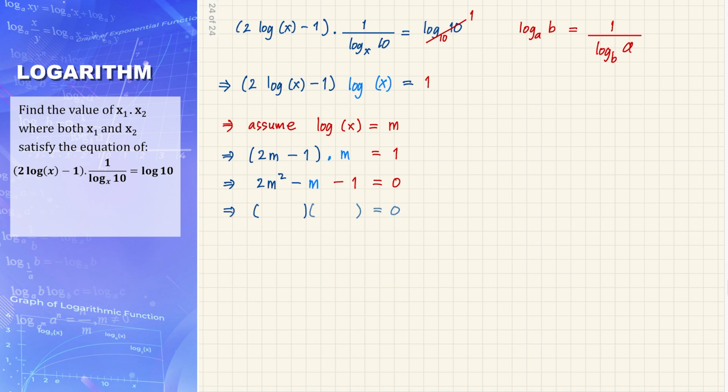We will factor it into. Here is 2m, and here is m. For the term 1, we will factor it into 1 and 1. For the signs, in front of this one is a minus, so the factors are plus and minus. If we check, this factoring is correct.